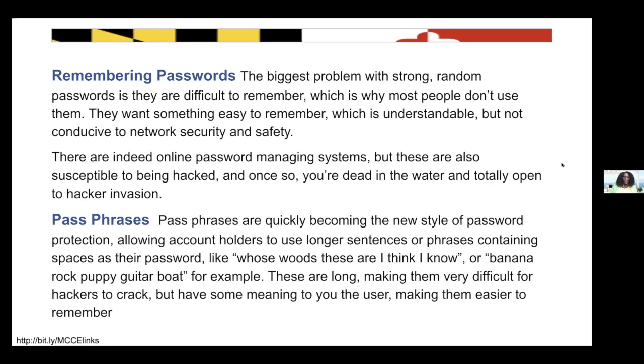Not all websites are going to allow you that. Like your schools may have just decided they only want so much. They don't want you having crazy stuff.